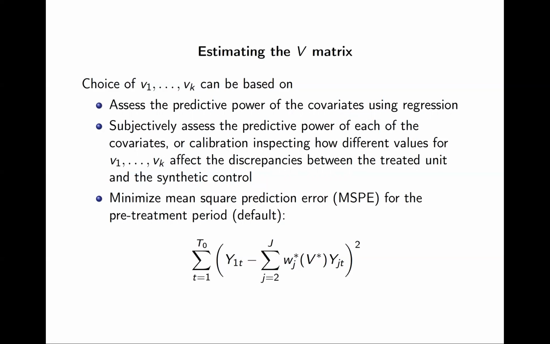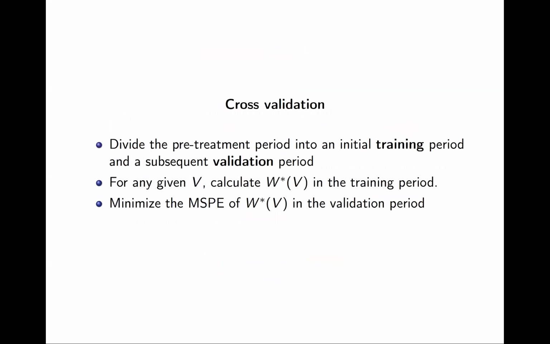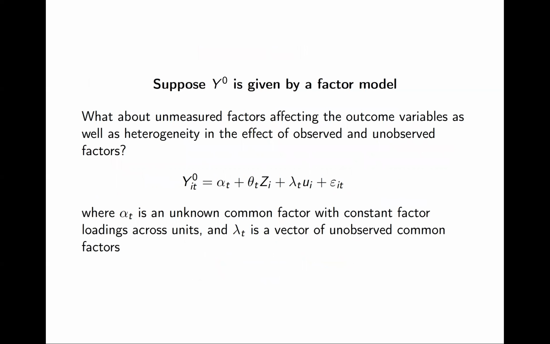You'll have two unknowns with two constraints, W star and V star, subject to the summation of W equaling 1 and W being non-negative. So what you could do is just allow V to be the solution to V that minimizes the prediction error in the pre-treatment period. And that's what we're going to think about. All right, so I'm just going to give you a little bit of insight into the estimator and how it works.